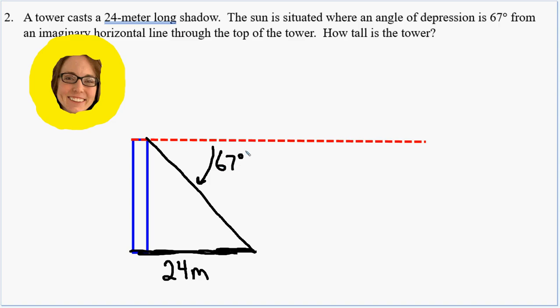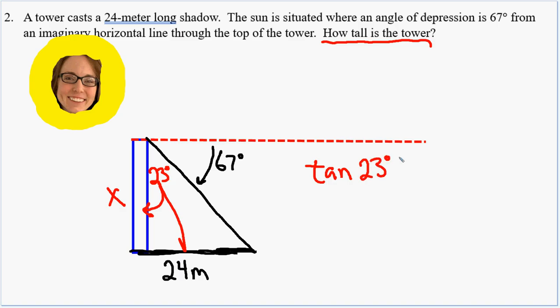And of course that means we'll use that to find our angle inside the triangle. 90 minus 67 leaves us 23. We're trying to find the height of the tower. I'm just going to call it x. So from the 23-degree angle, x is adjacent, and I have the opposite. So it looks like we can do tan. The tangent of the 23-degree angle is opposite 24 over adjacent x.